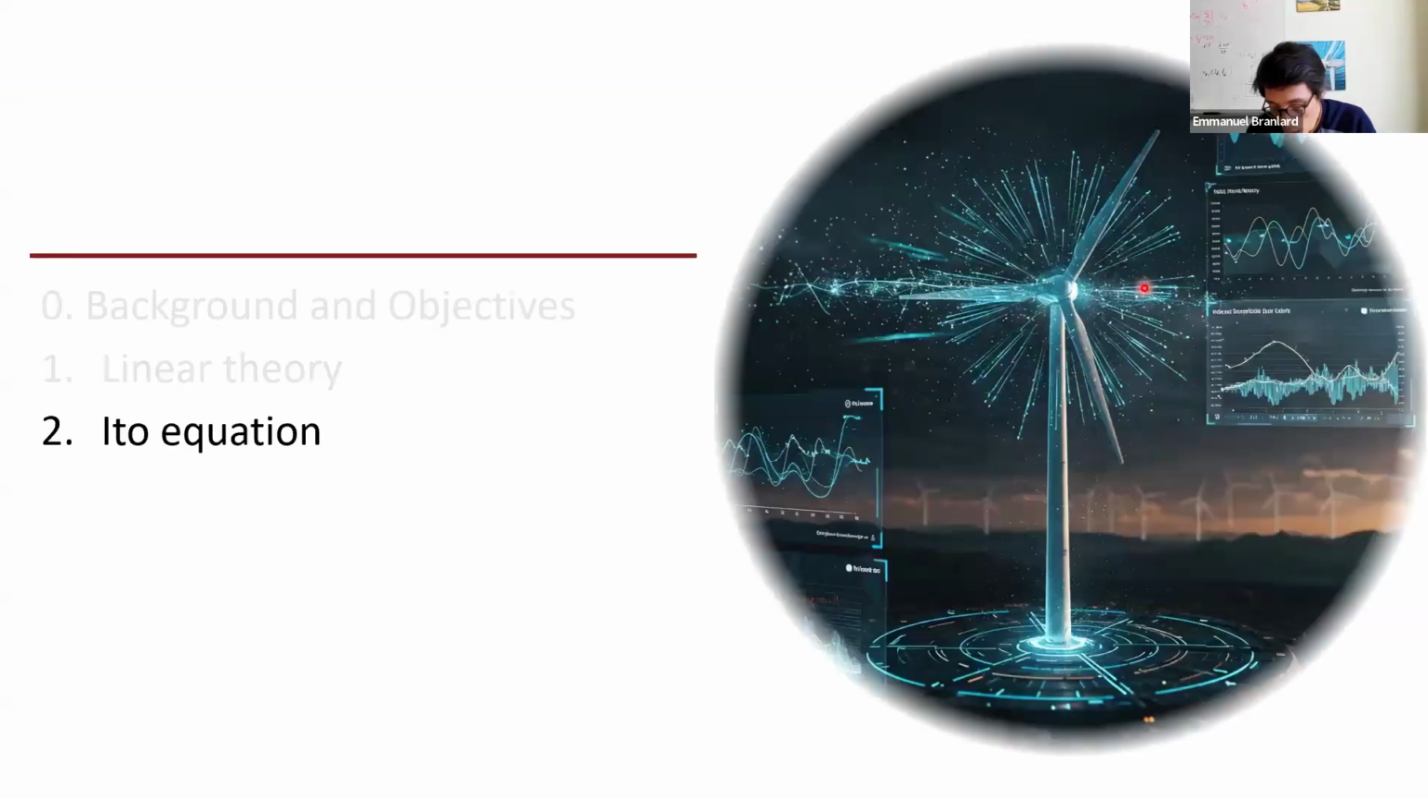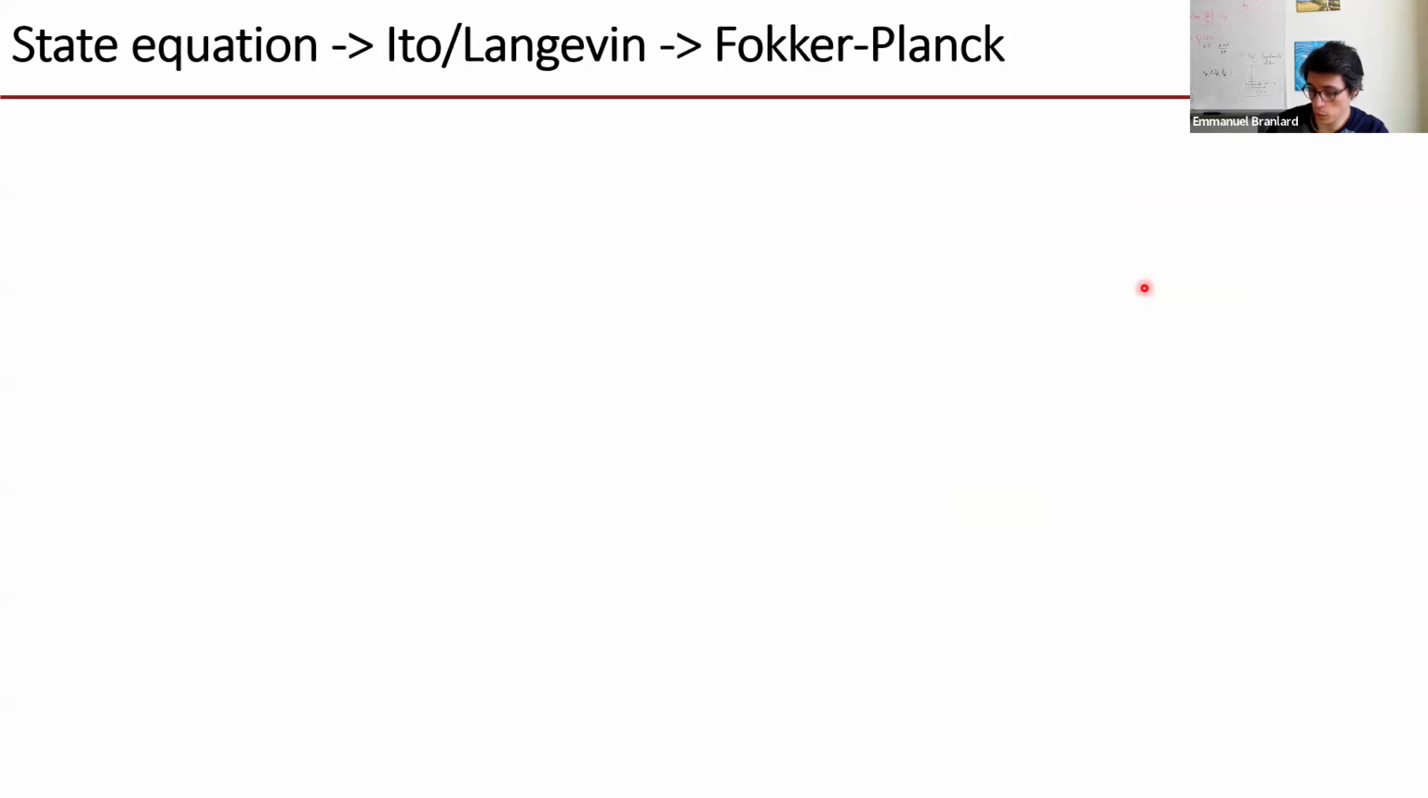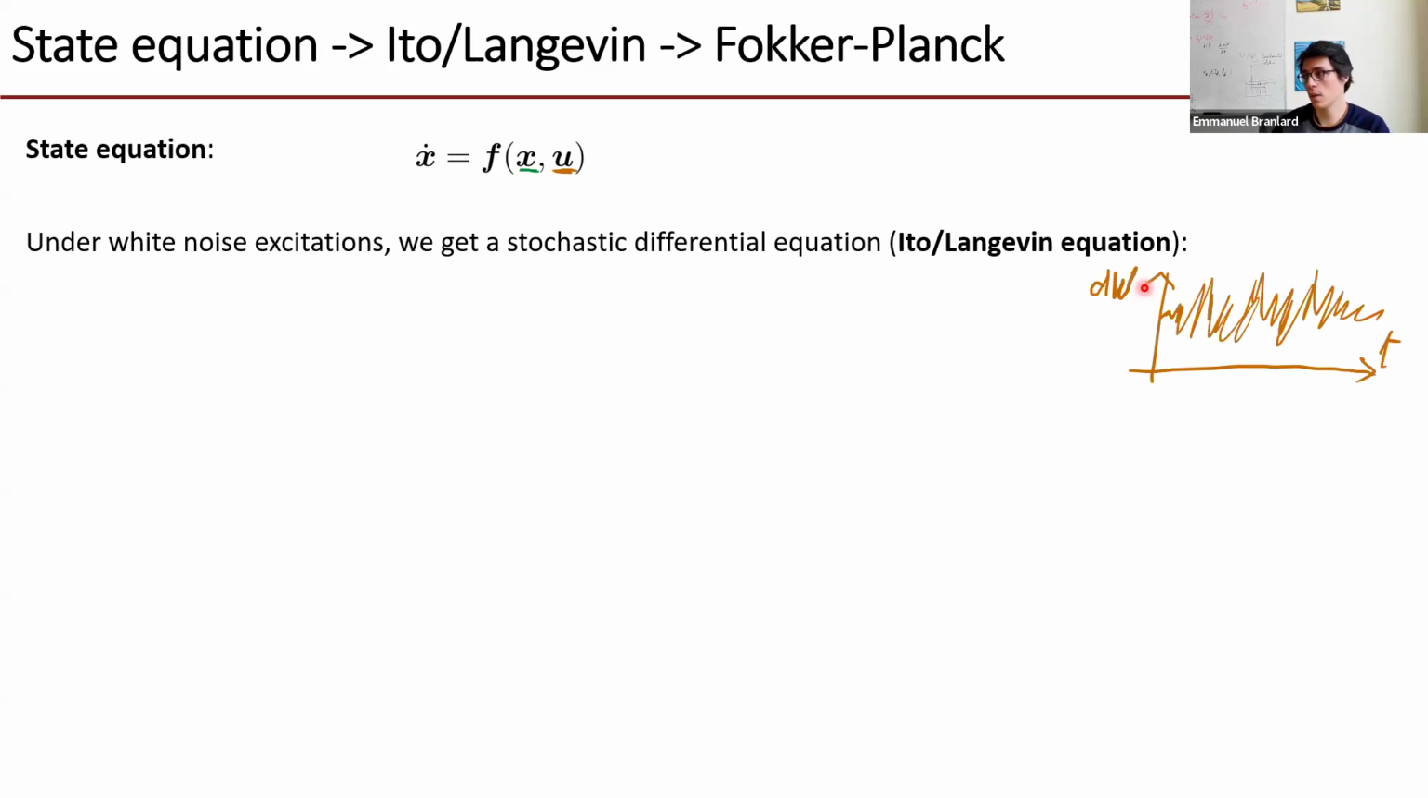So the first path is the linear theory. The second path is the Ito equation, but I'm going to combine it with the Fokker-Planck because they are very close to each other. And also the Ito equation is not what we are after. To develop this stochastic theory, we start from a state equation of this form. And if the noise is white noise, which is what I'm trying to represent here, though it's impossible to draw white noise in theory.